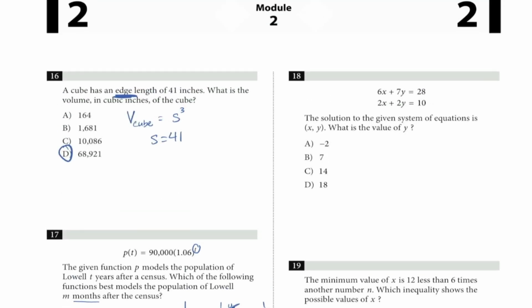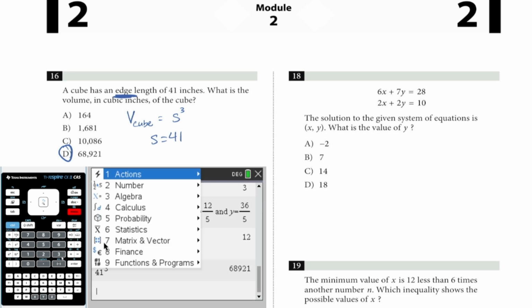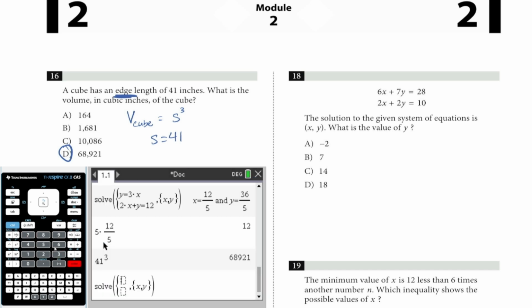The solution to the given system of equations is x comma y. What is the value of y? So it's another system. So we're going to pull up our calculator, menu 3, 7. Here, still x and y, so just enter. 6x plus 7y equals 28.